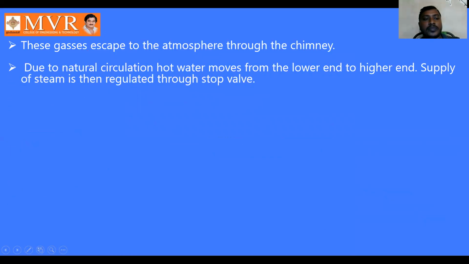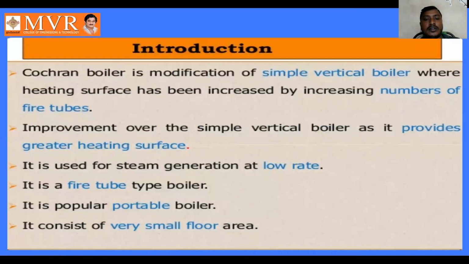Coming to the Cochran boiler, it is a modification of the simple vertical boiler, where the heating surface has been increased by increasing the number of fire tubes. In the simple vertical boiler we have a single tube, whereas here we have a number of fire tubes. It is an improvement over the simple vertical boiler as it provides greater heating surface.